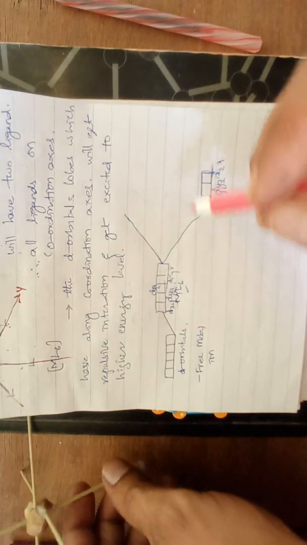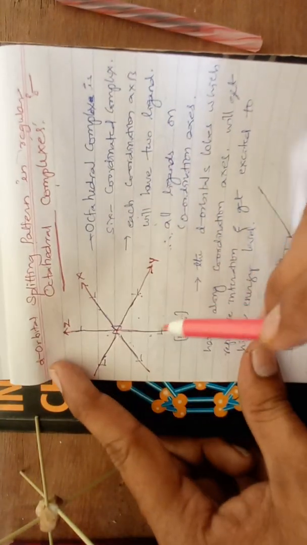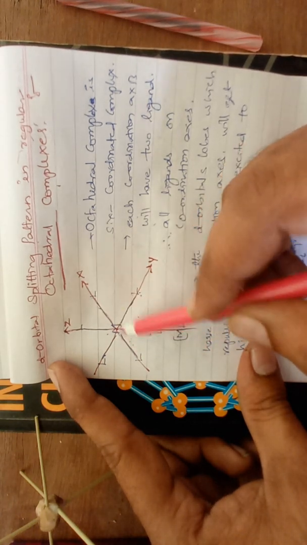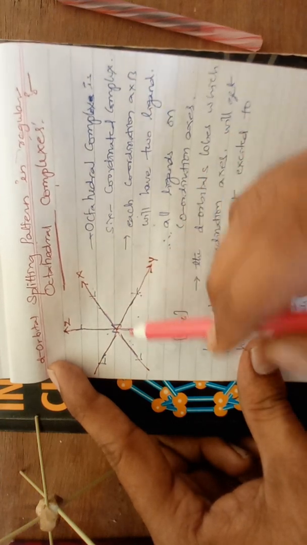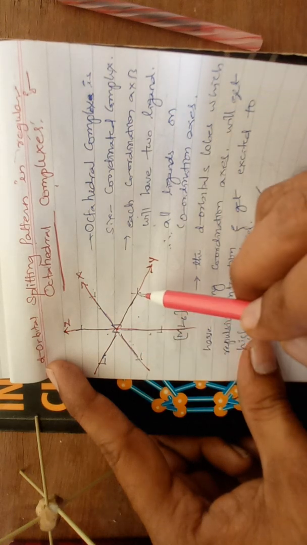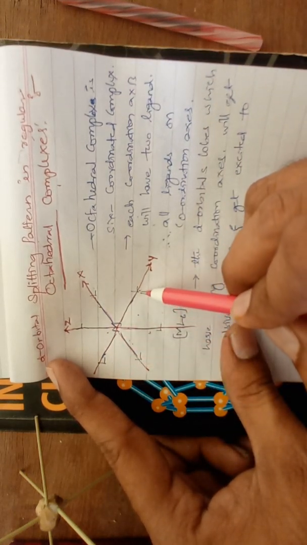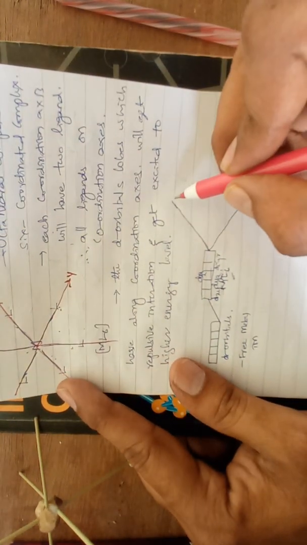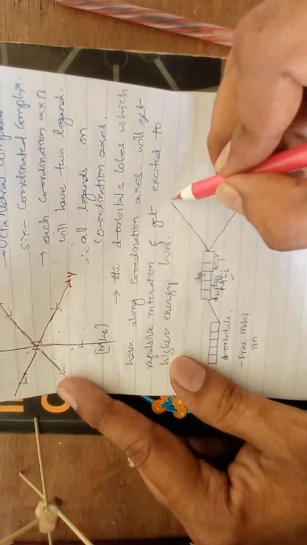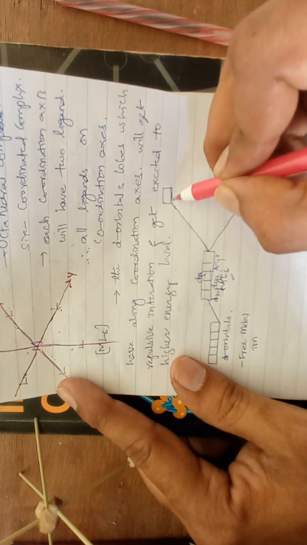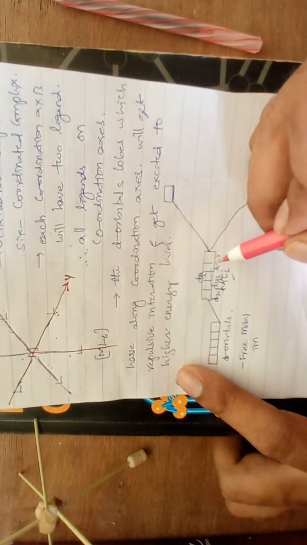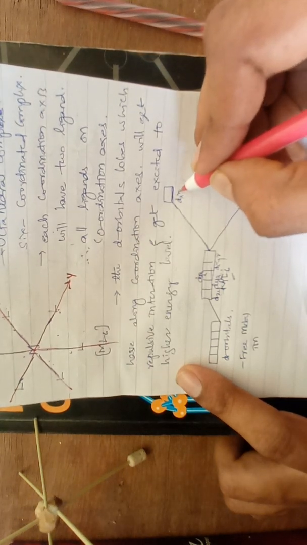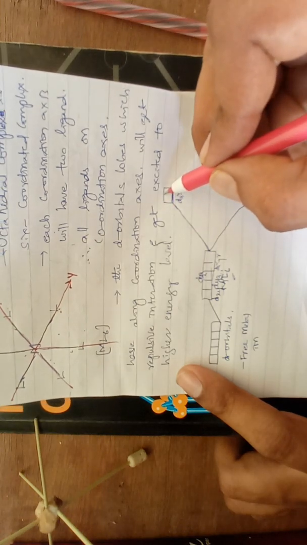So they participate in repulsive interaction. The x-axis oriented lobes get repulsive interaction with the x-axis ligands, and the y-axis oriented lobes participate in repulsive interaction with the y-oriented ligands. All these four ligands get full repulsive interaction with dx square minus y square. Thus, to overcome such repulsions, the dx square minus y square enhances its energy, reaches a higher energy level, and destabilizes.